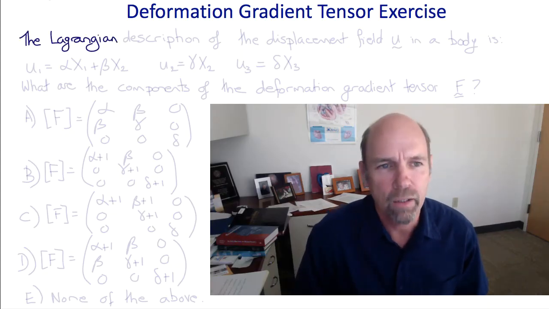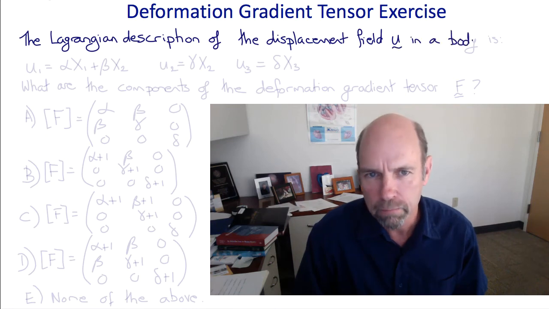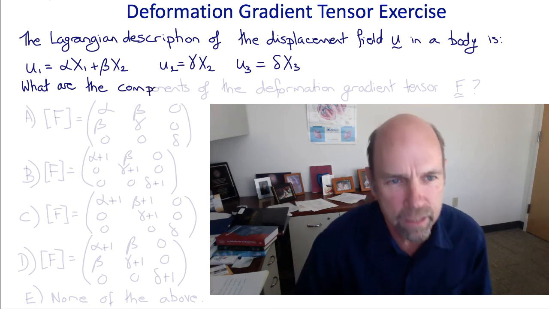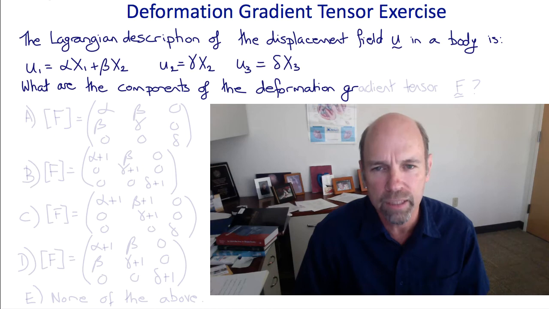Let's try an example now. Given the Lagrangian description of the displacement field u in a body as the following: u1 equals alpha times big X1 plus beta times big X2, u2 equals gamma times big X2, and u3 equals delta times big X3, where big X1, 2, and 3 are the original reference coordinates. What are the components of the deformation gradient tensor F?